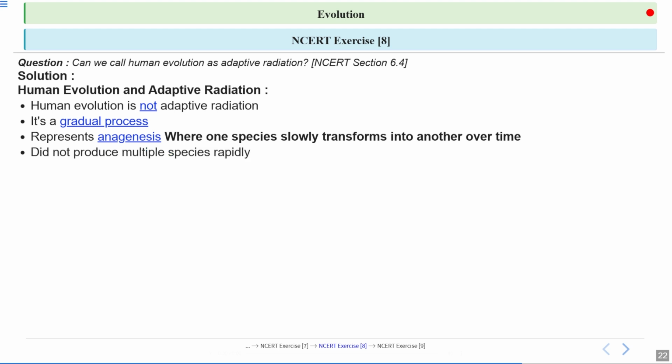Now here in human evolution, multiple species are not produced rapidly. Okay, clear? So that's why human evolution is not considered as an example of adaptive radiation.